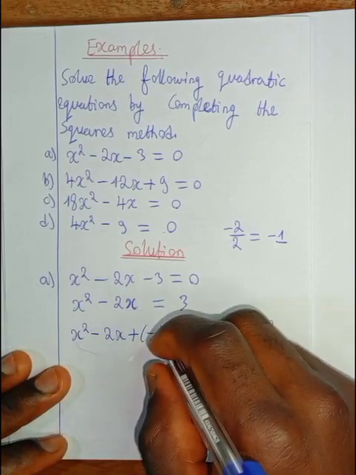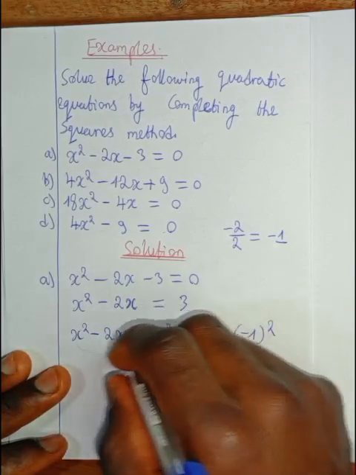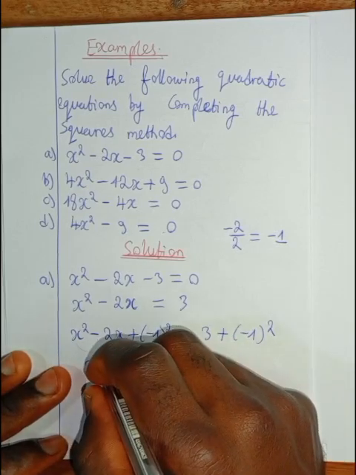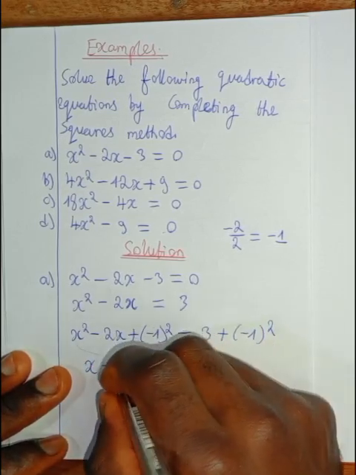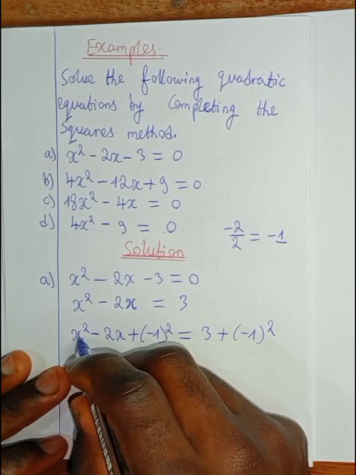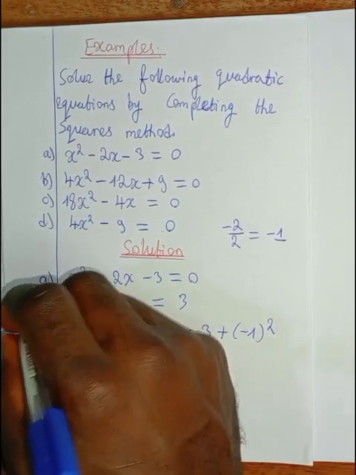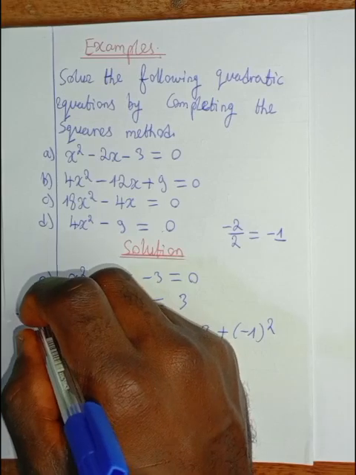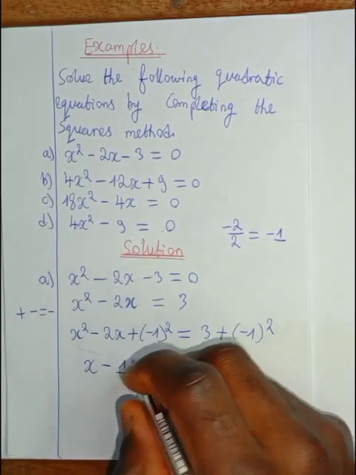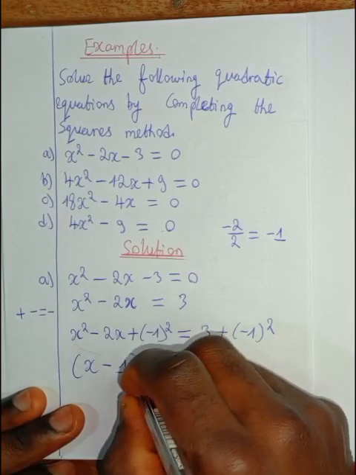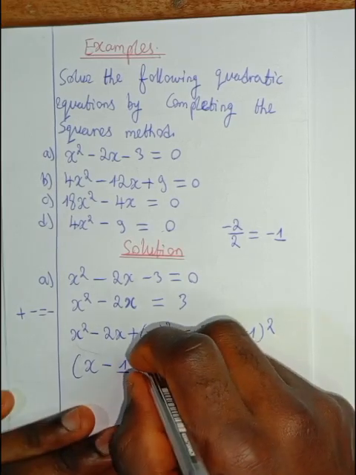We know this is simply a perfect square, and the factorization is x minus 1. Take x here plus what we have here in the bracket. If you take positive, negative, it is negative. So that's why we have x minus 1. We are going to put them in a bracket as such, then we square it.